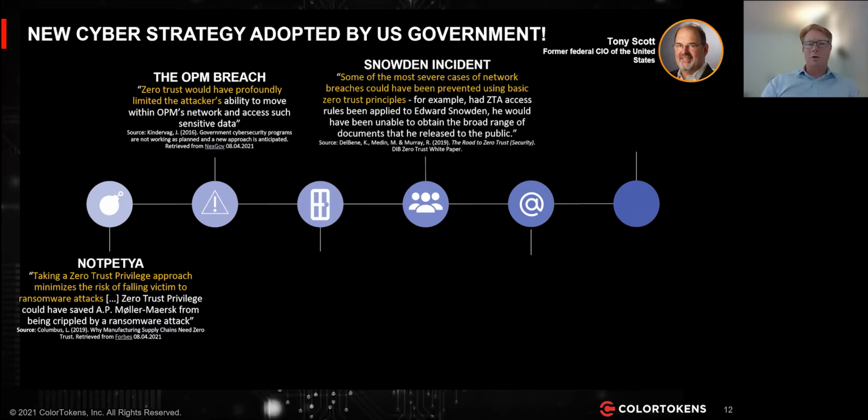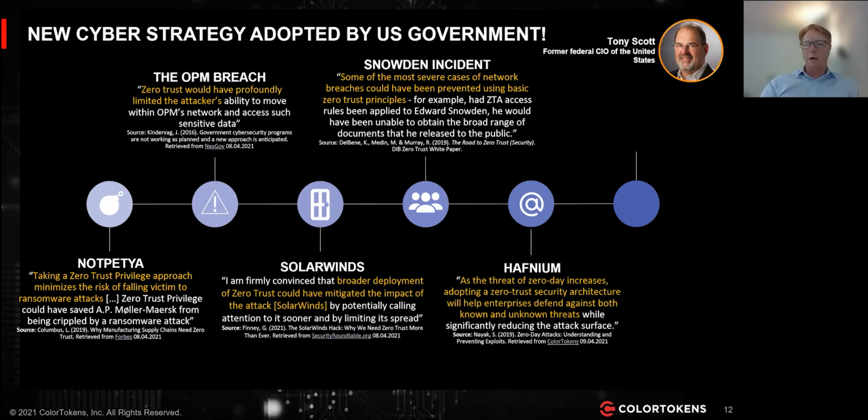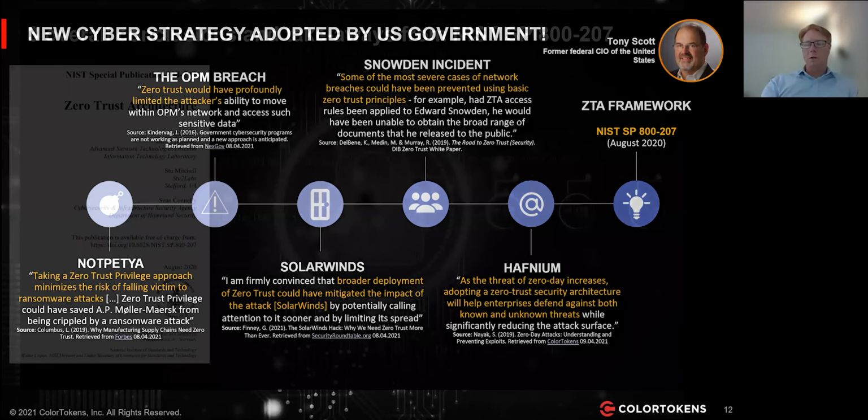There was also the example with the Snowden incident. The conclusion was the same, that zero trust architecture would have been able to prevent these kinds of incidents. And we have seen many other examples of that. We saw it with NotPetya, with AP Møller Mærsk. We have seen very recently both SolarWinds and the Hafnium attack vector and so forth, all calling for a new cyber strategy based on zero trust principles, which can be more easily understood by using the NIST framework.